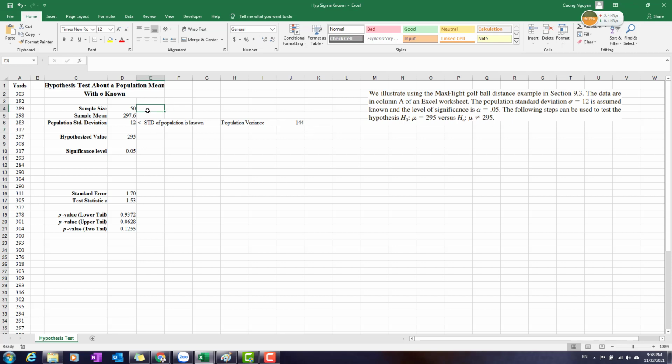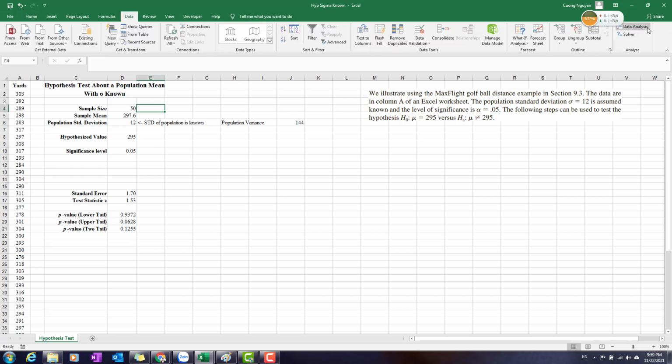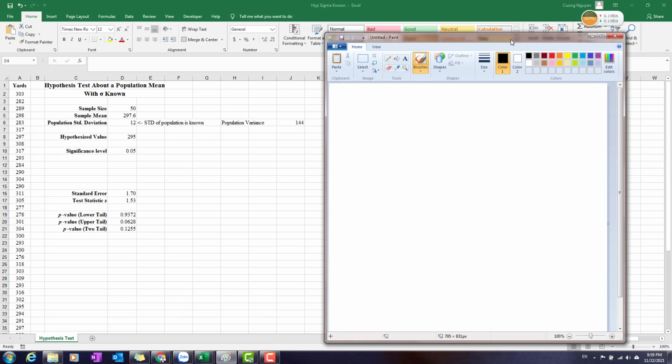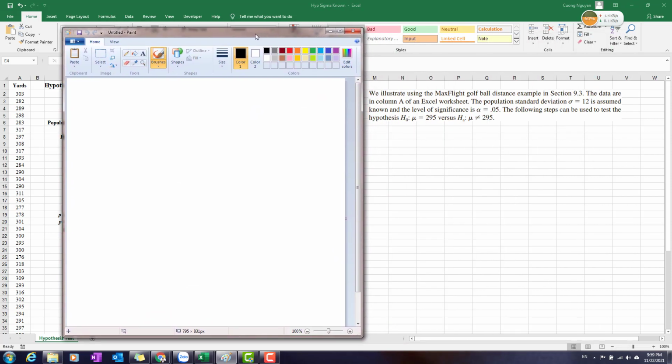To do this, I will illustrate everything in two ways. The first way is how we conduct everything with manual calculation using Excel functions. The other way is to use the Data Analysis tool to find it scientifically and easily. But first of all, let's talk about the situation of the hypothesis.